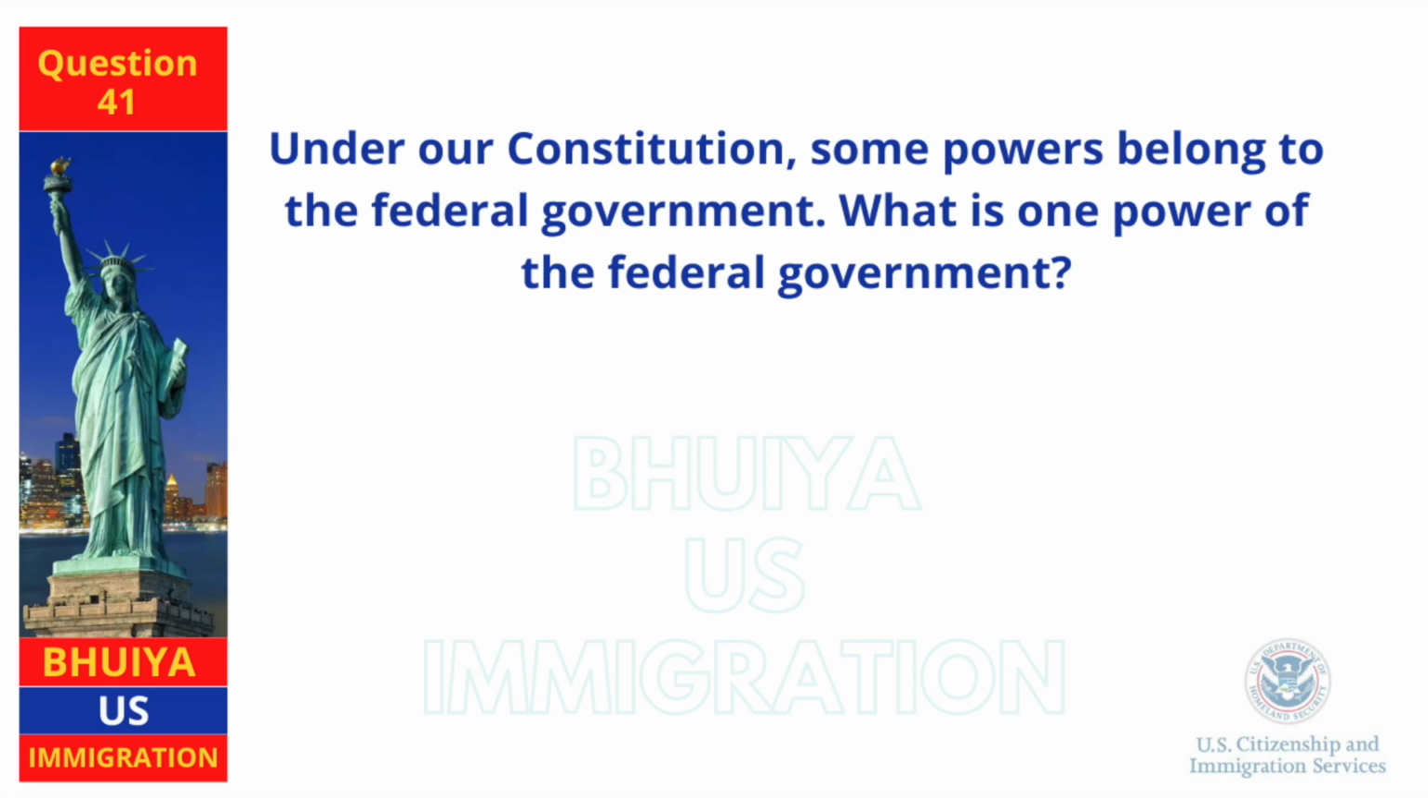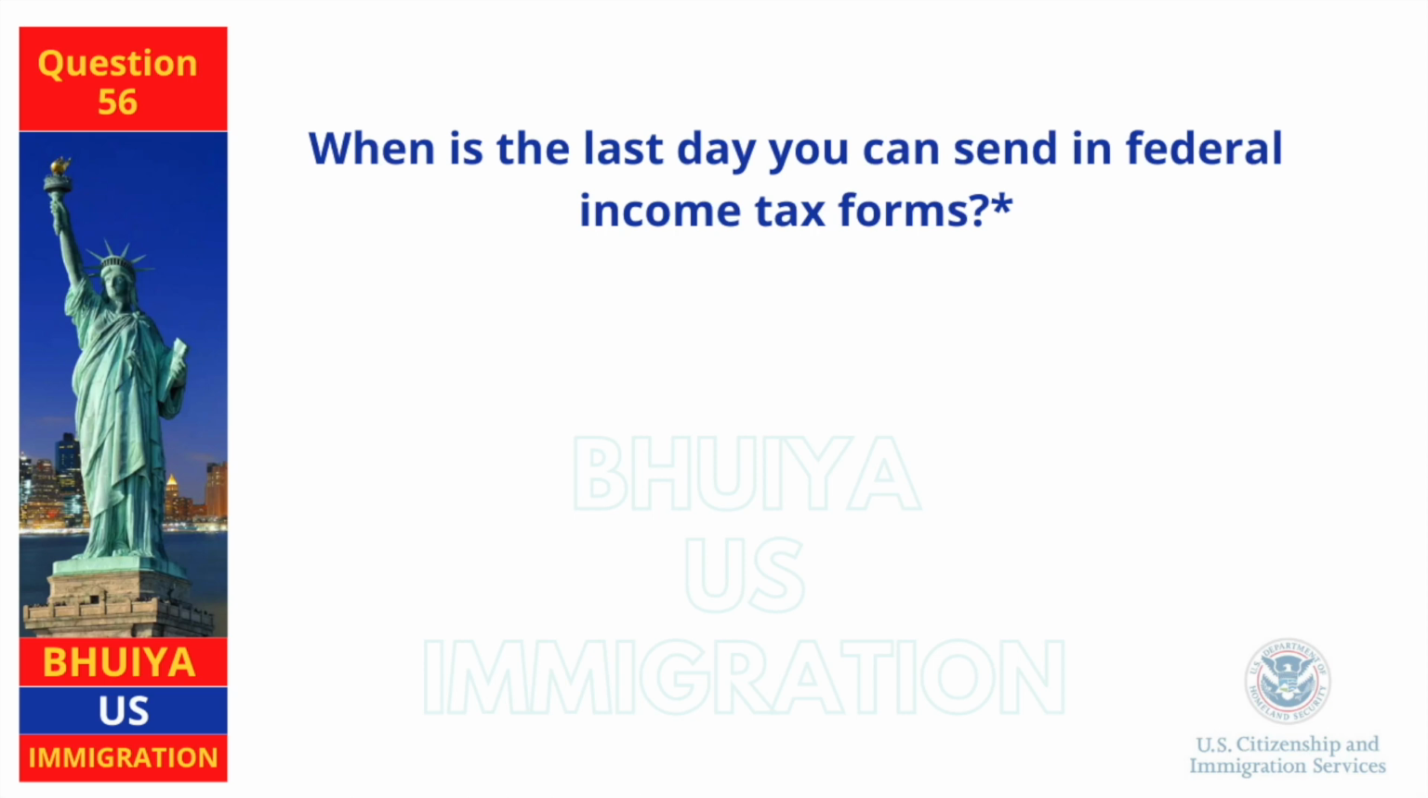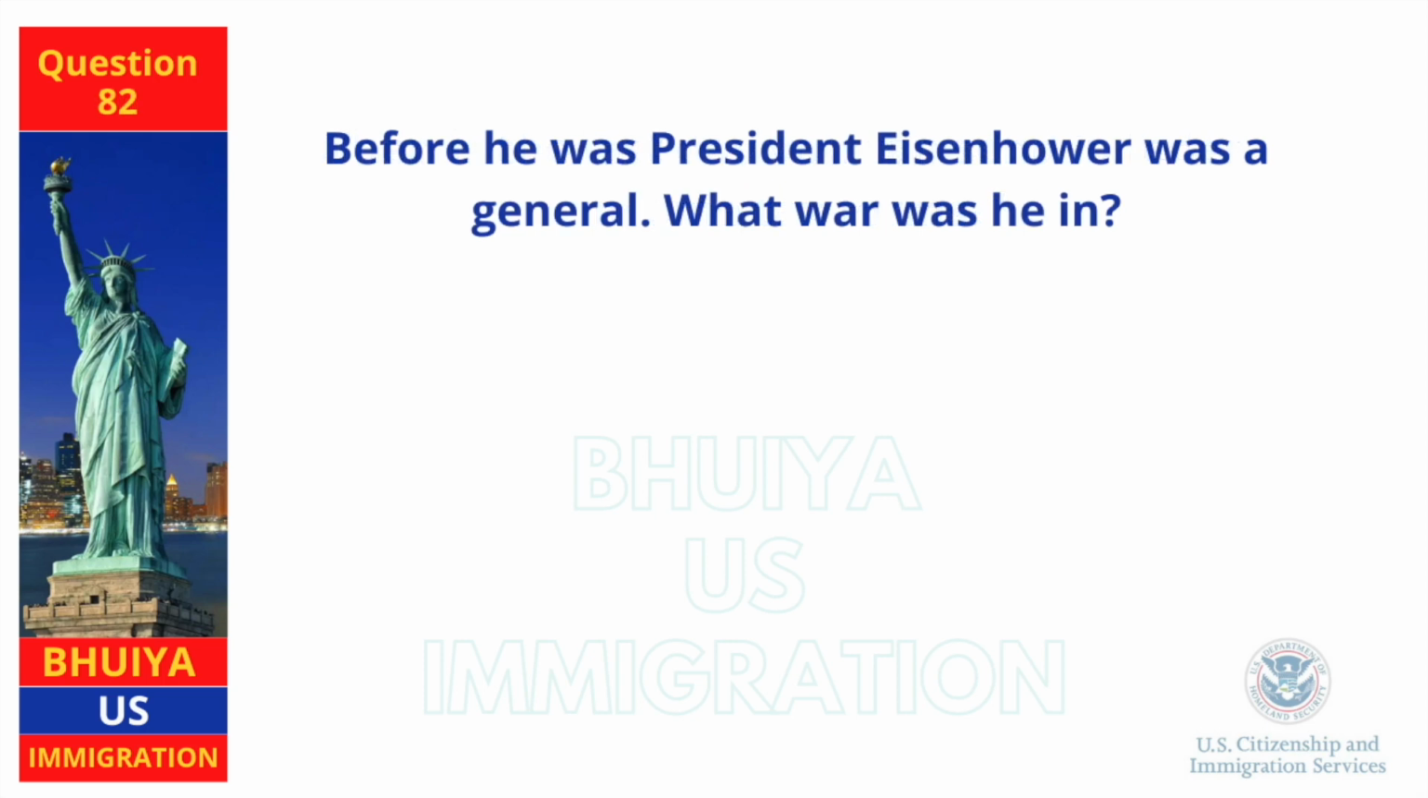Under our constitution, some powers belong to the federal government. What is one power of the federal government? To print money. When is the last day you can send in federal income tax forms? April 15. Before he was president, Eisenhower was a general. What war was he in? World War II.